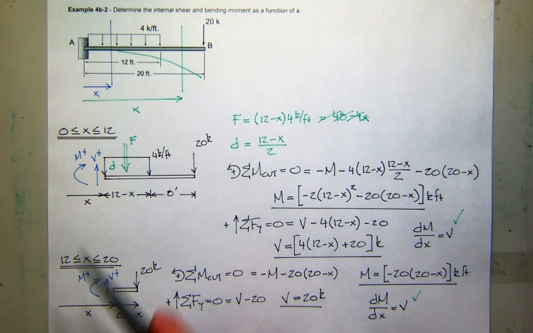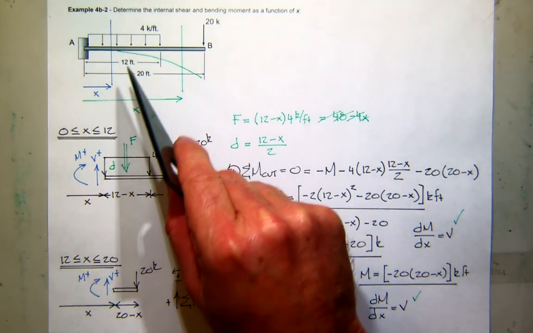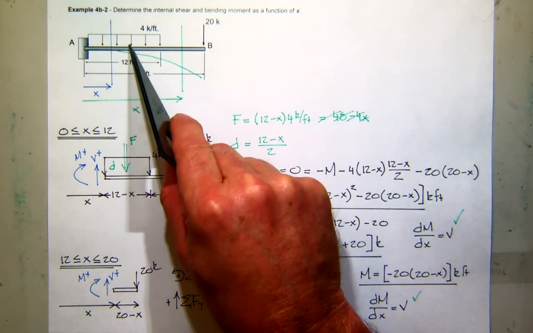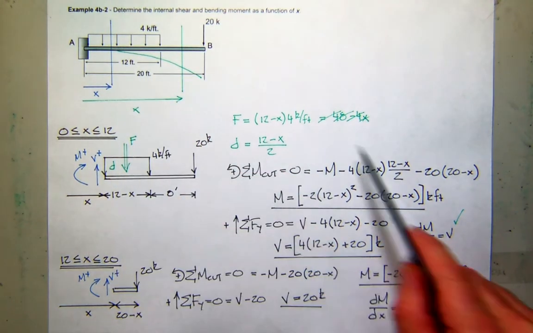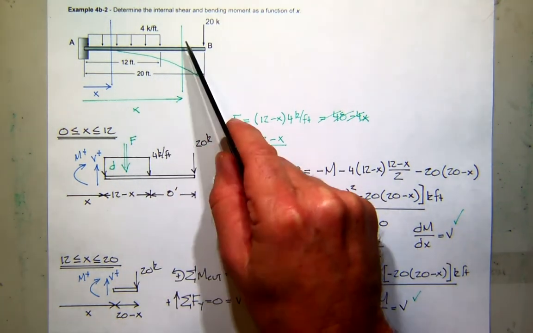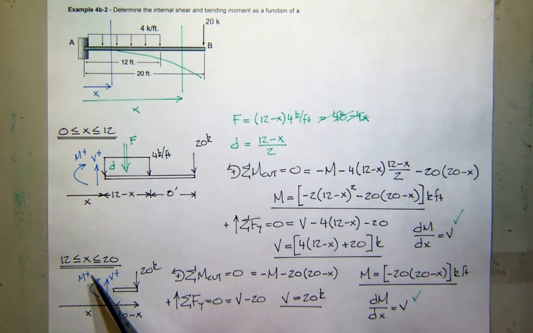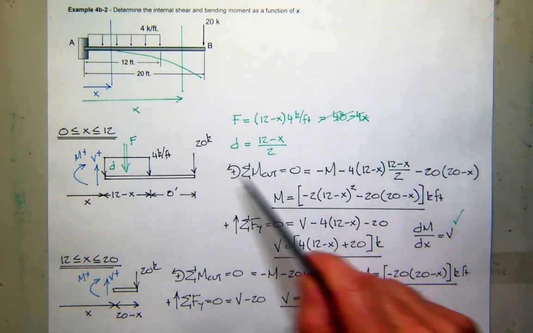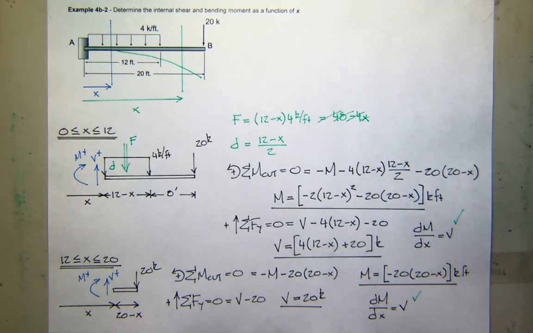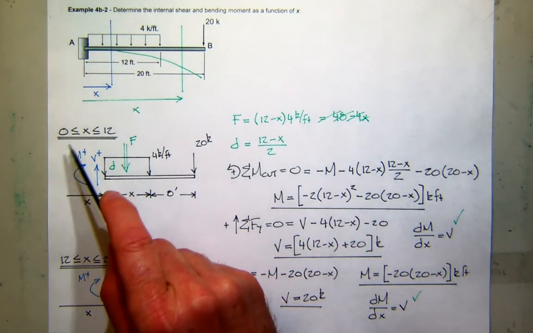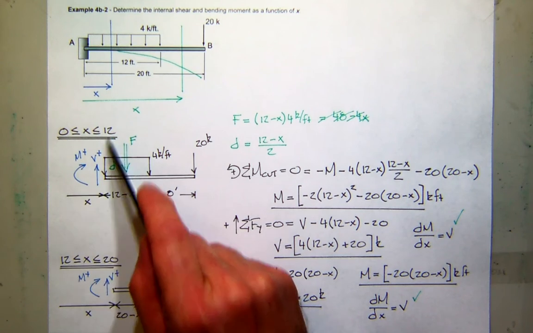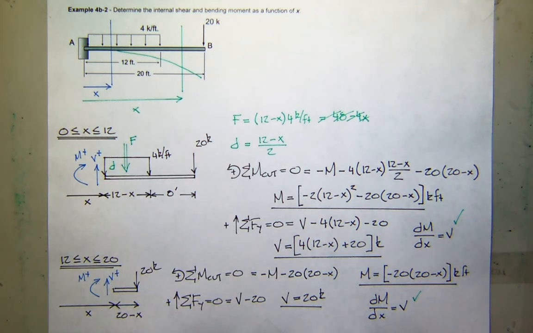So if I want to know the internal shear force and bending moment at x equals 6, I've got to use this set of equations. If I want to know it out here at 18, I have to use this set of equations. So be careful. They do have limits. Even though these are continuous functions, and you can plug in any value of x you wanted, and it's going to predict some value, it only has physical meaning between 0 and 12 for the first set, and 12 and 20 for the second set.